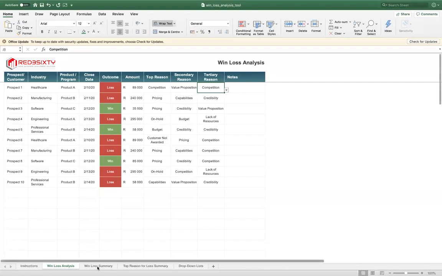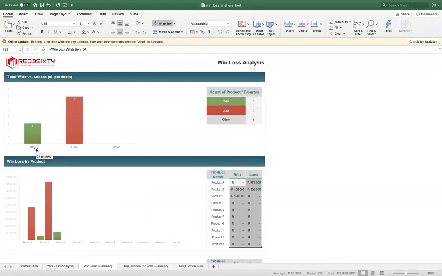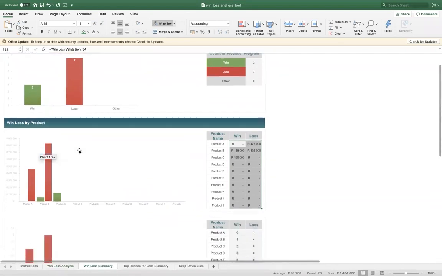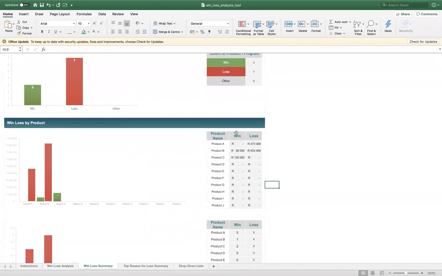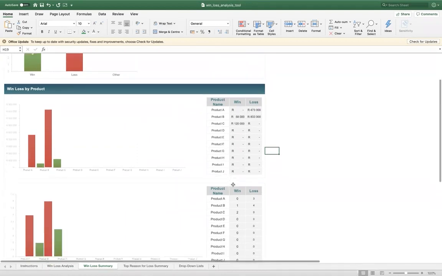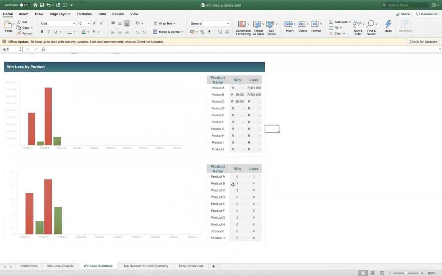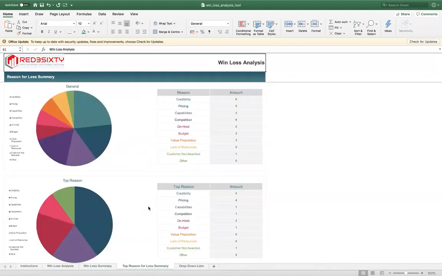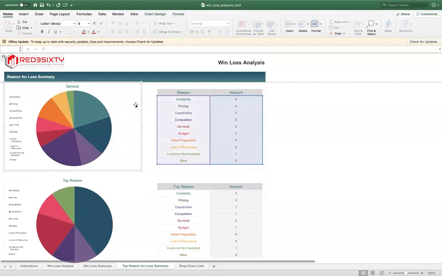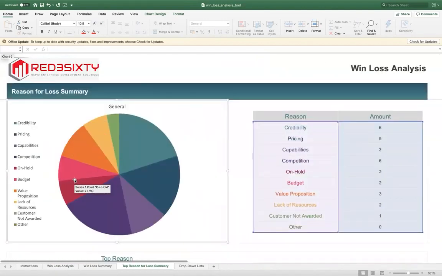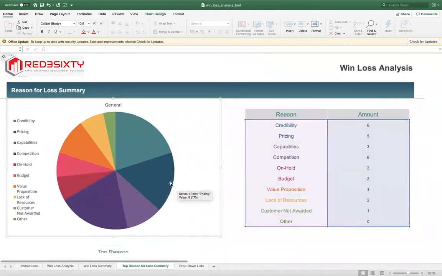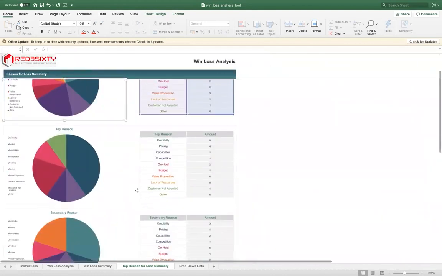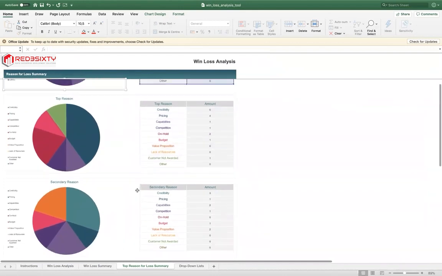The win-loss summary will give us an opportunity then to look at the number of deals that we won, the number of deals that we lost, looking at which of the products did we win and which we lost, giving us a good product view of the business, of the opportunities, and then also a sort of overall summary per product. The top reason and loss summary will then make sure that we are able to identify specific reasons, so whether or not it was credibility, pricing, competition on hold, looking at the amount. So again, giving us a good opportunity to look at how we are winning and why we are losing.